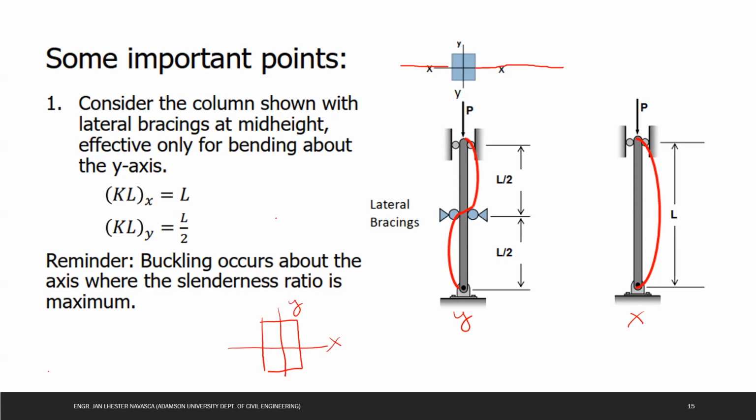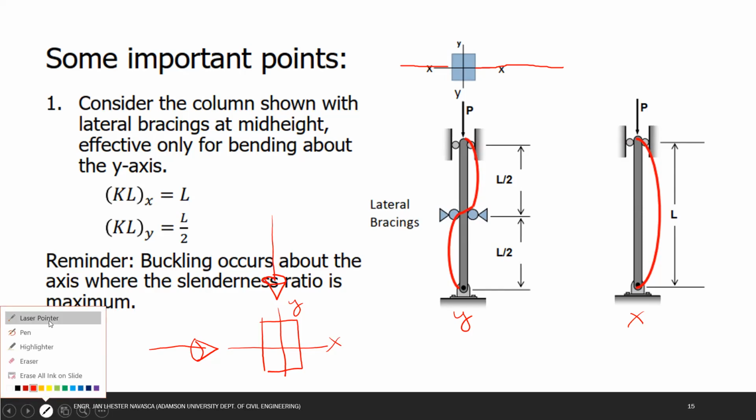Okay, then if you look in the y direction, this is what you see. And if you look in the x direction, this one is what you see in the elevation view. Okay, so again, since you added lateral bracing, your effective length KL, we assume that the lateral bracing is only pin. We always assume that our lateral bracing is pin.